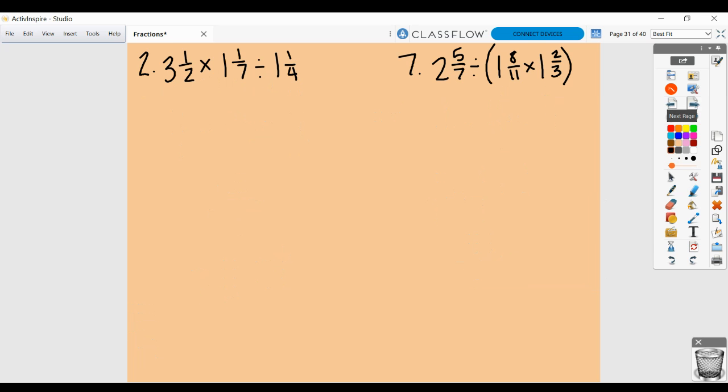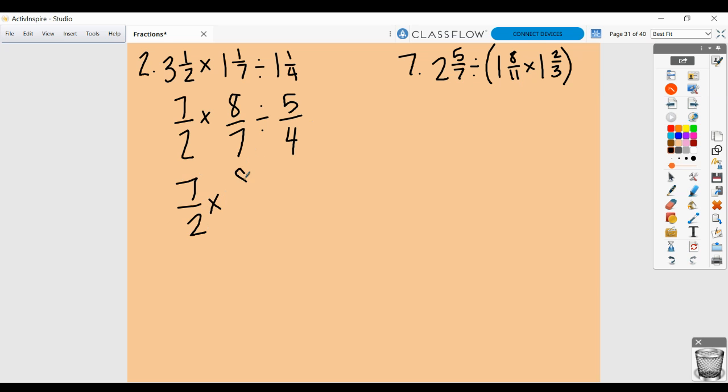Okay, number 2. You have 3 times 2 is 6, plus 1 is 7. 7 plus 1 is 8. 4 plus 1 is 5. Okay. So even though the multiplication is first, you can still do the division to flip it around.